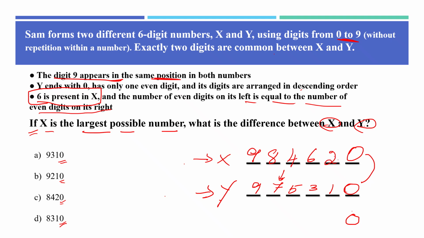So the largest possible x value is 984620. And now let's find the difference. 0 minus 0 is 0, 2 minus 1 is 1, 6 minus 3 is 3, and here it's not possible. Let me go with this. So it's going to be 9009310. Option A is the right answer. Hope we have the answer for the given question. Okay, here we move on to the next question.